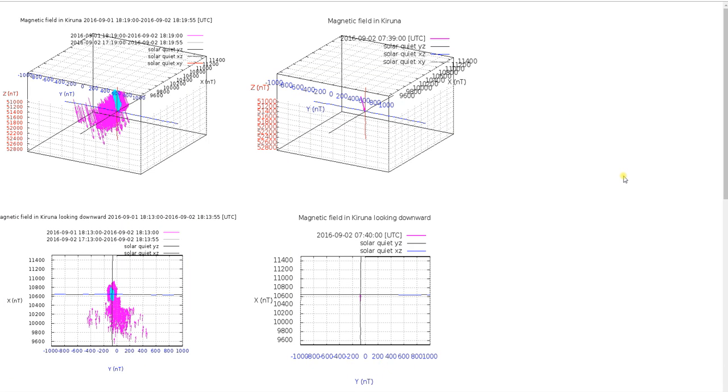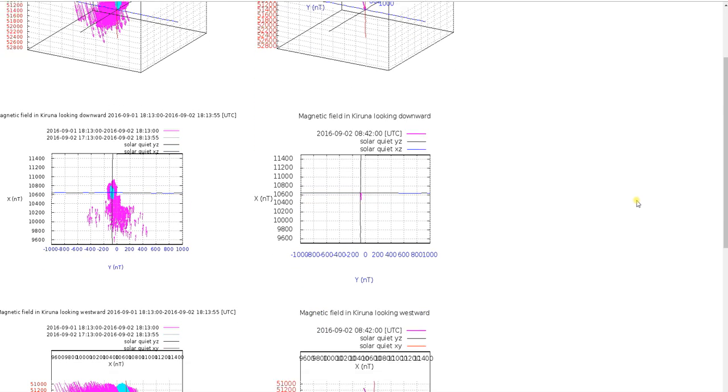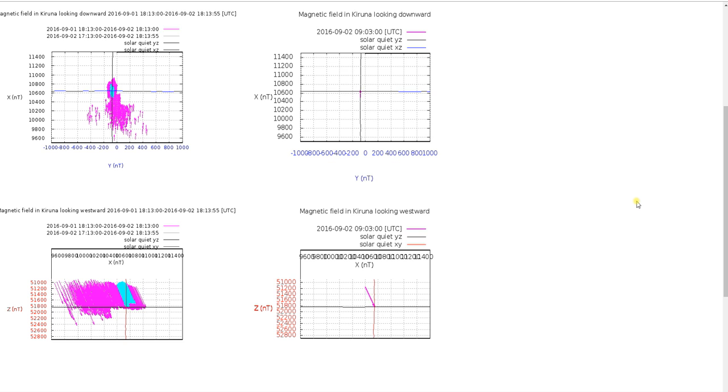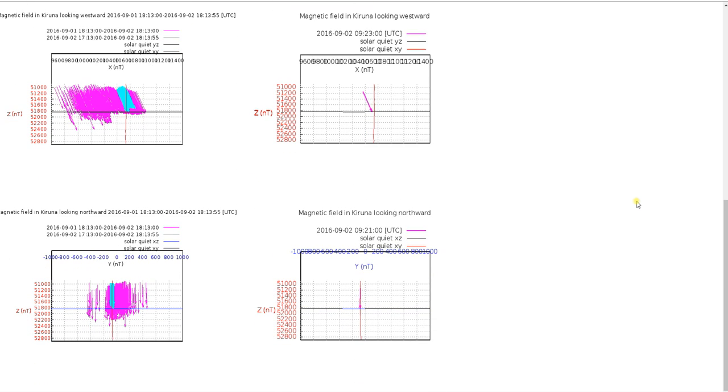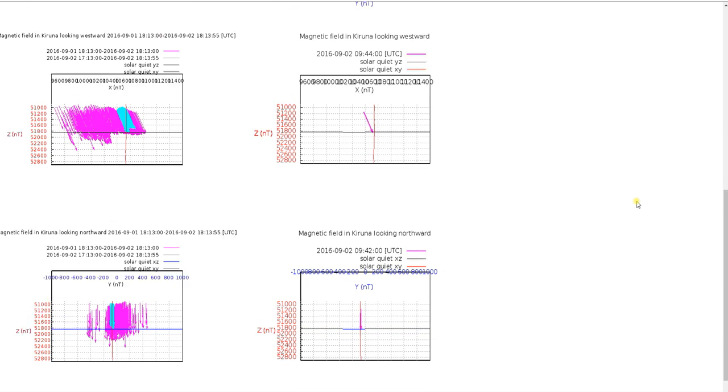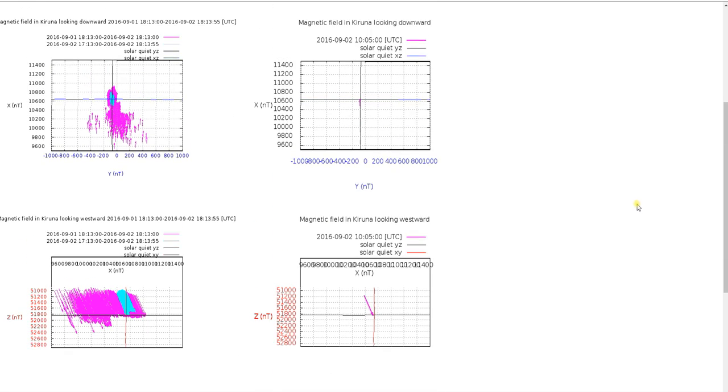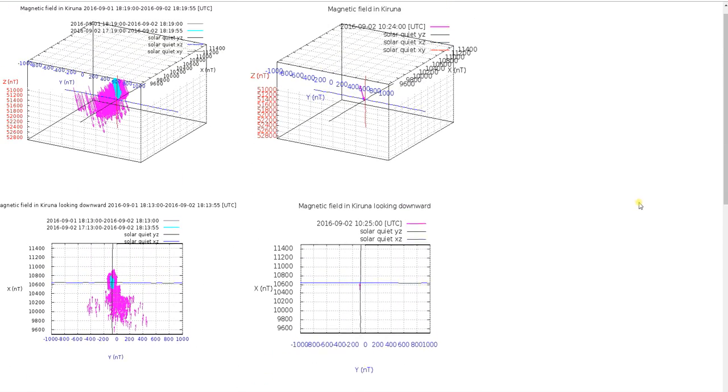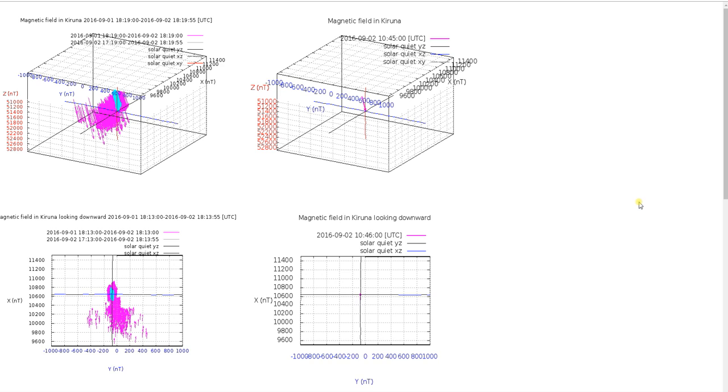So I'll close out with what I opened with. And again, this storm is not over. You can still see the reaction it's having on the magnetosphere right now. And I'll keep you apprised.